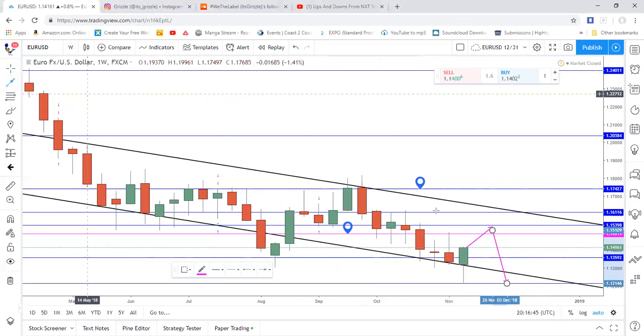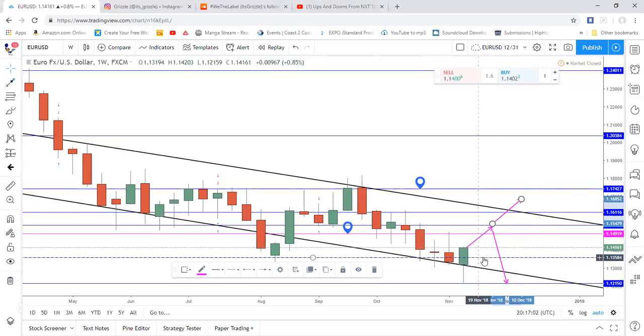Or if it actually breaks through this, if it breaks through these two, the weekly resistance and the weekly trend as well, then sky's the limit. But for this to actually be a trade, this is what you're going to look for.